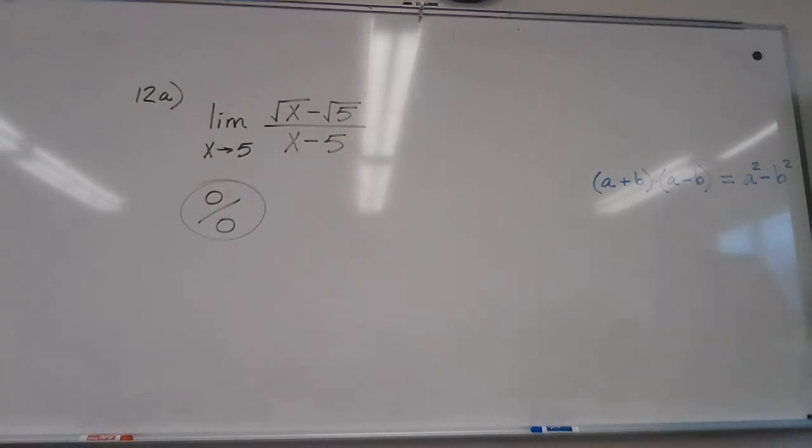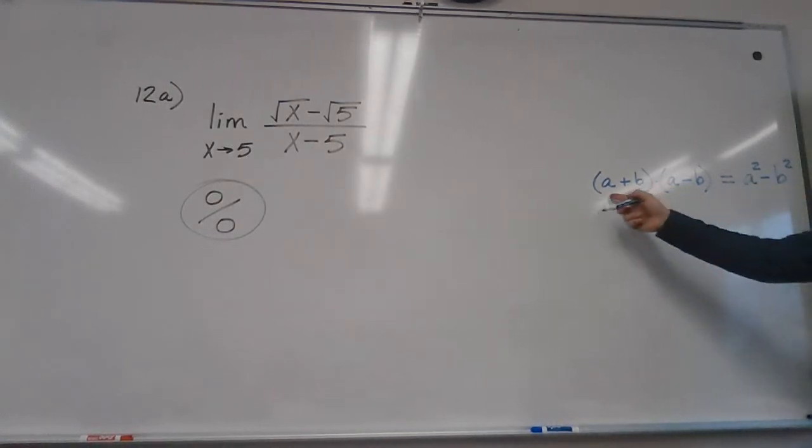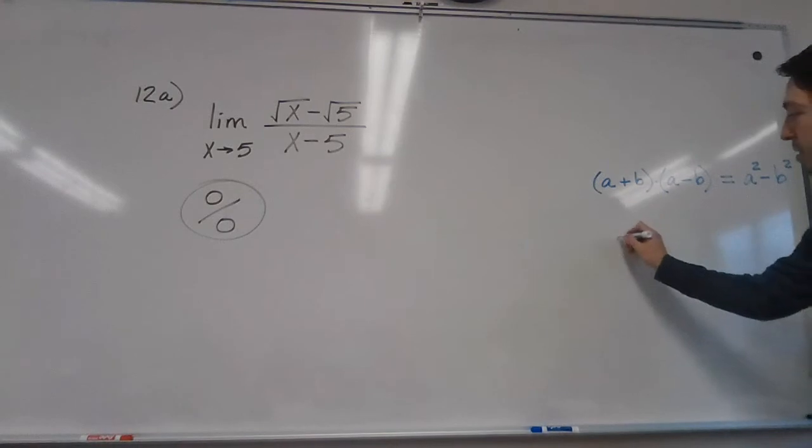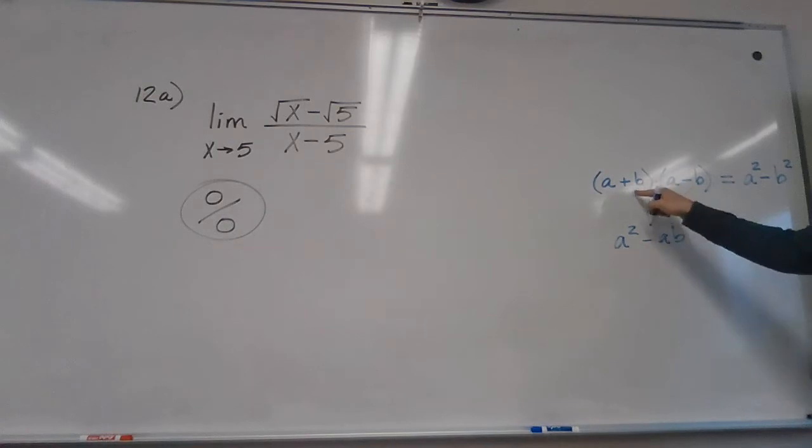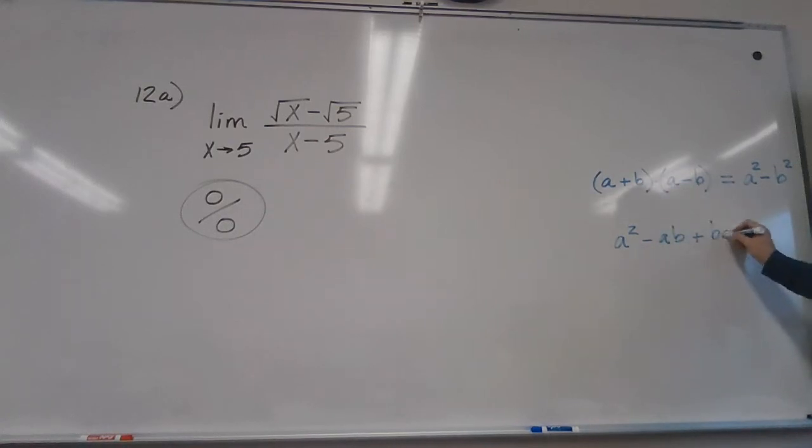Now, just a quick little refresher. Where does this come from? It's not magic. If you just multiply this out, A times A is A squared. A times negative B, negative AB. B times A, and then B times negative B. What happens to these two terms in the middle? They cancel right out. So that's where it comes from. It's nothing crazy. It's just simple multiplication.